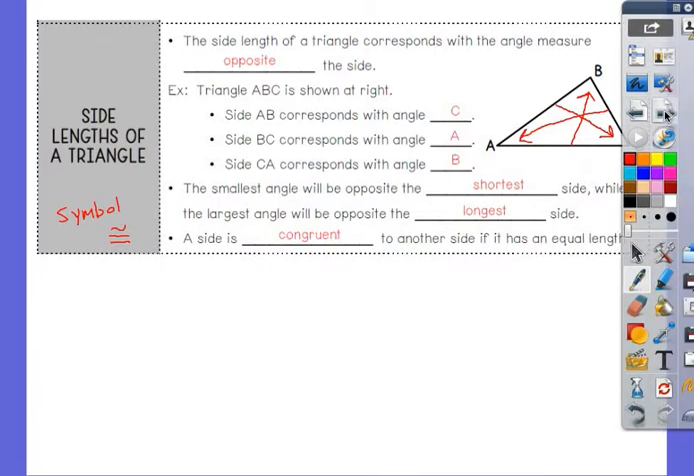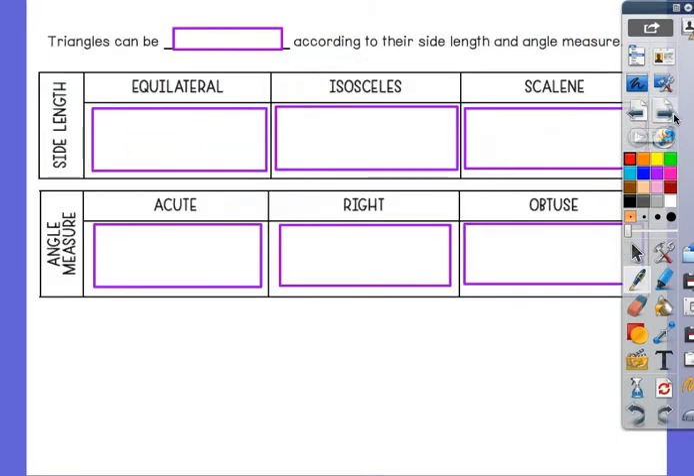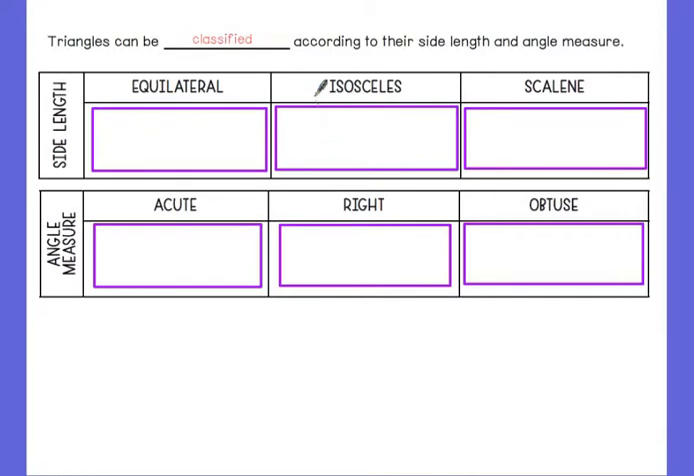Alright. So moving on here, triangles can be classified according to their side lengths and their angle measures. Side lengths and angle measures. So we're going to look at the side lengths and angle measures and see how these can be named.